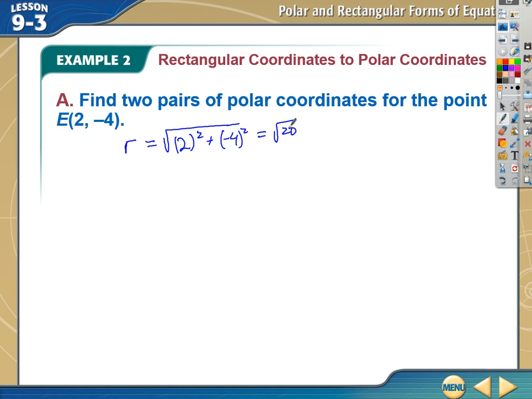That's the easy part. The next part does require a calculator. It's inverse tangent of y over x, so -4 over 2. Again, I asked myself, was x positive or negative? Oh, x was positive. Because x was positive, whatever answer I get here is going to be my answer. Into the calculator, I get -63.43 degrees. All right, so let's see what's next.